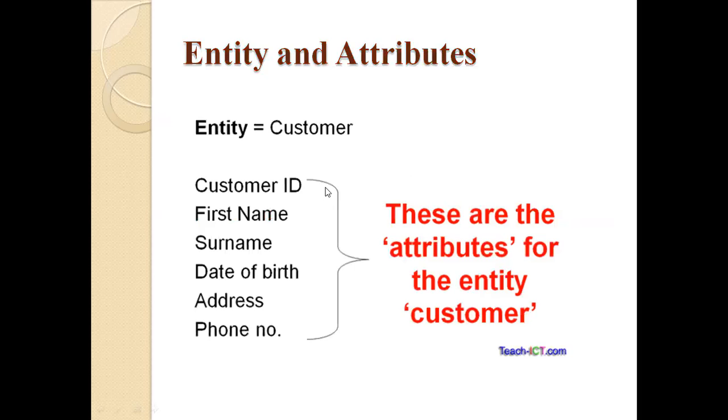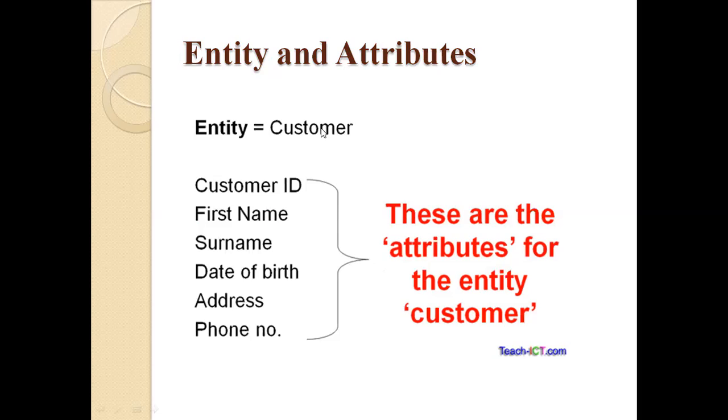To be more clear, if you see this example, if you take the entity as a customer, this customer has these properties or these attributes. What are the attributes of a customer? What does a customer have? A customer may have a customer ID, a first name, surname, date of birth, address, phone number. All these things are called attributes. These are attributes of an entity called a customer.